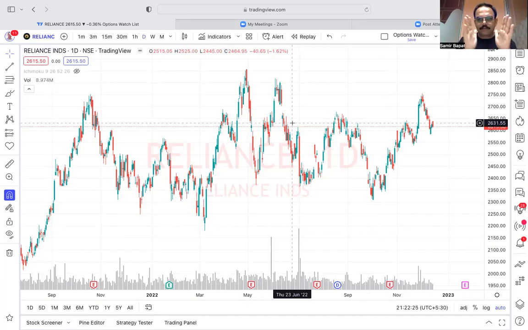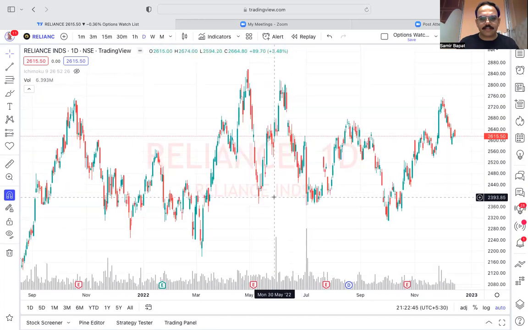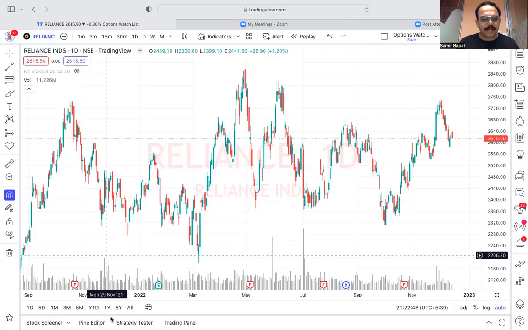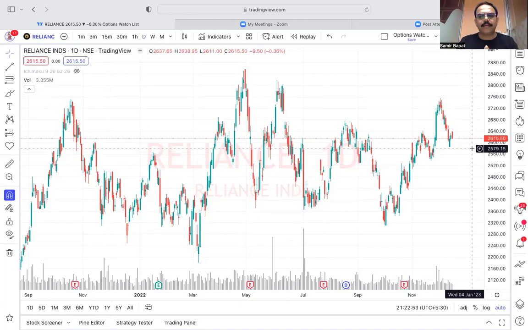Now, coming back to the topic: what is support? Support is the level where people jump in to buy the stock. How to identify it? You open the chart and take approximately one year's chart. As you can see, I have opened from September last year till now, so it's almost a one-year window. We have the price action for the last one year.